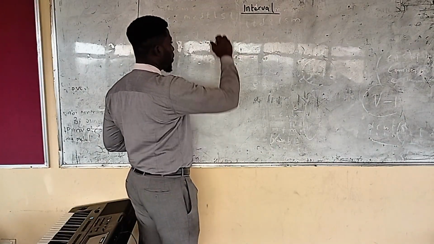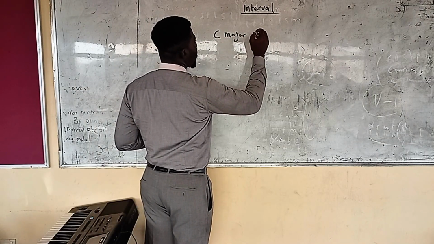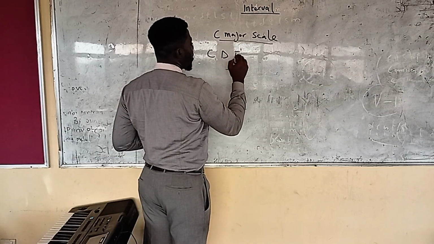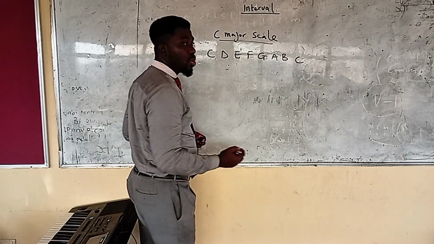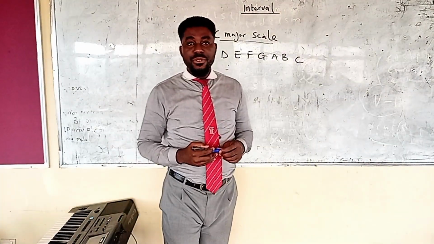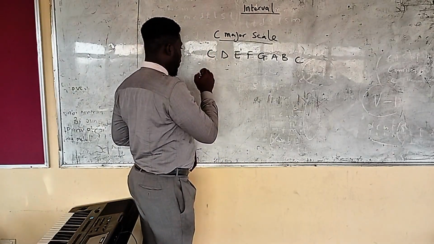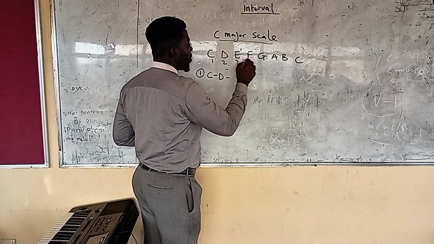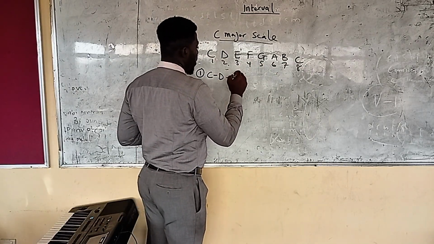So now let's go to the board. We have our C major scale: C, D, E, F, G, A, B, C. Now, what are our majors? If you see our previous class, we've talked about our major intervals. Our major interval from here, C to D, is 1, 2, 3, 4, 5, 6, 7, 8. So this C to D is our major second.